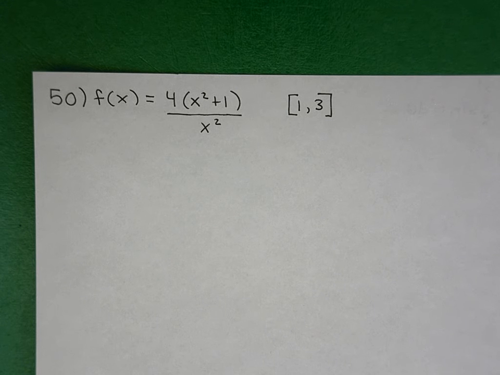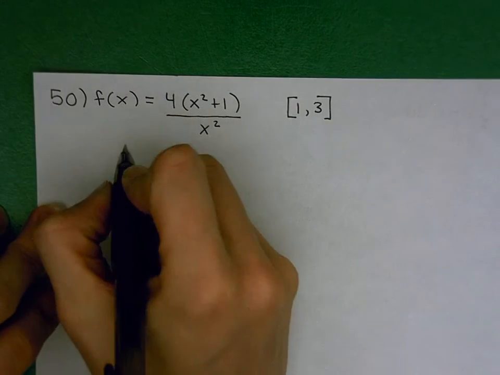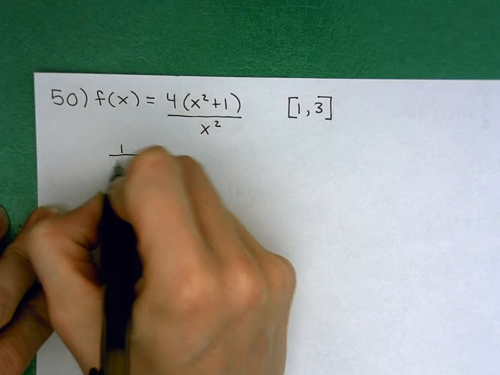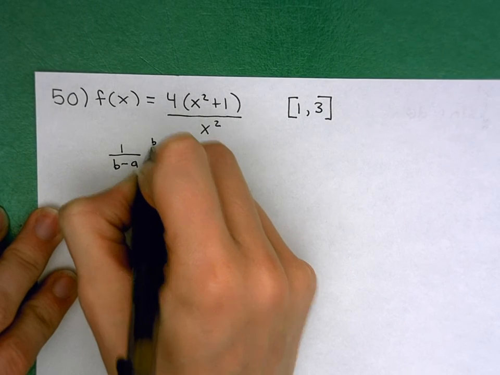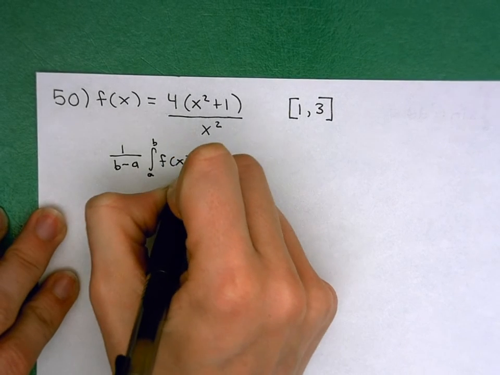Number 50, we are asked to find the average value of the function f of x equals 4 times the quantity of x squared plus 1 over x squared on the interval 1 to 3. Okay. Average value, the formula for average value is very similar to the fundamental theorem of calculus. It's 1 over b minus a times the integral from a to b of f of x dx.